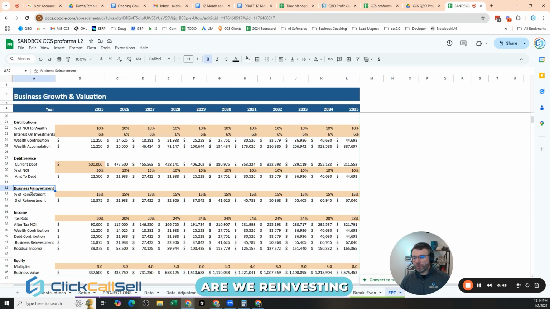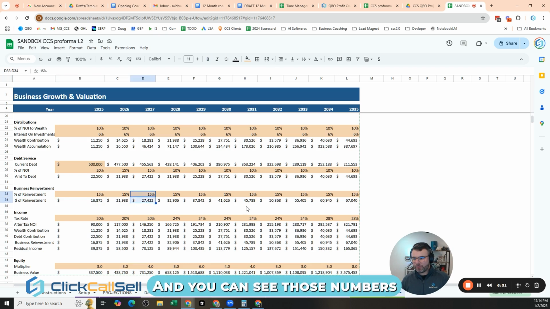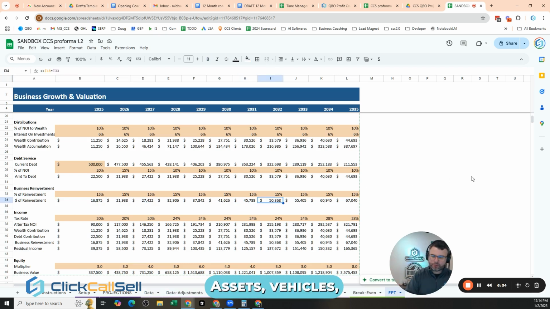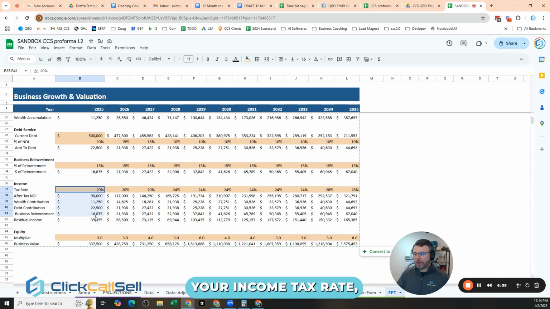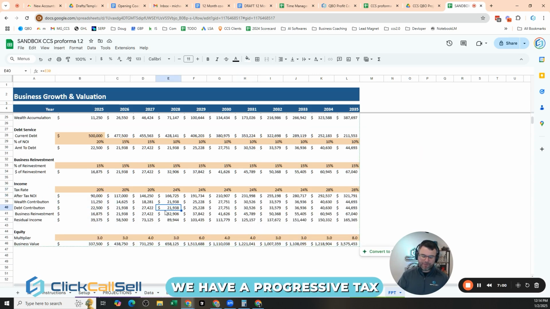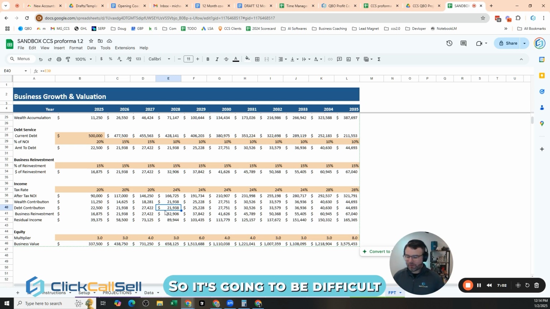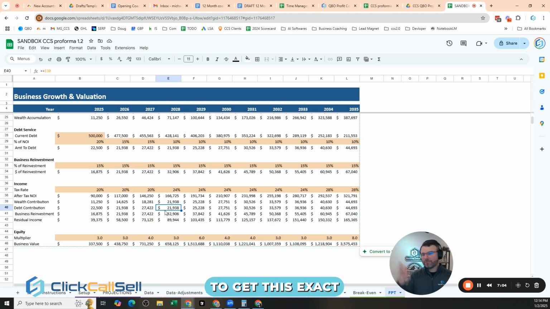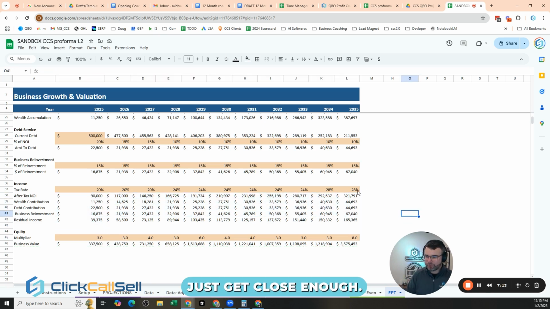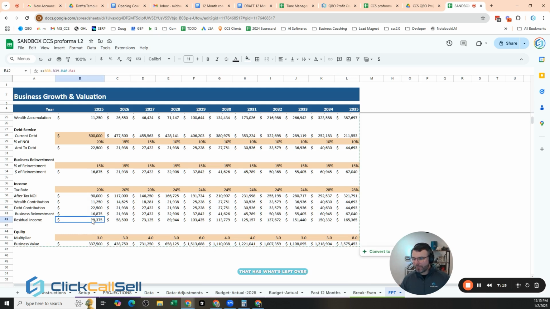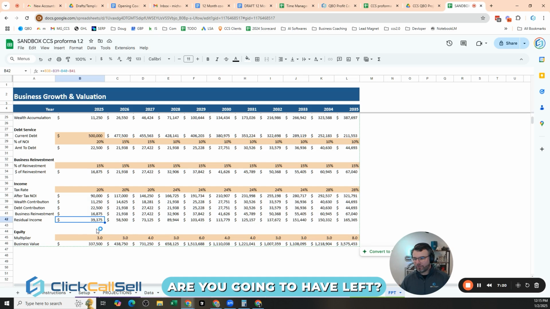And then how much are we reinvesting into our business? You can see those numbers here: assets, vehicles, whatever it is that you use for your business. Then you look at your income tax rate. We have a progressive tax rate in the United States, so it's going to be difficult to get this exact. We're not landing on the moon, so we just want to get as close as we can here. And then that would give you how much you're going to be paying in taxes, just close enough. And then finally, it has what's left over. After all that's done, how much residual income are you going to have left?